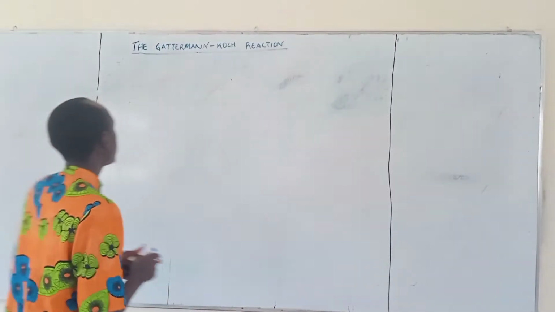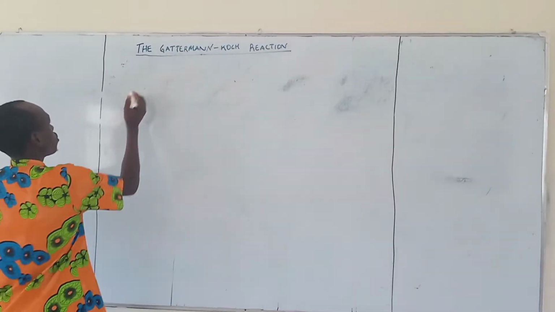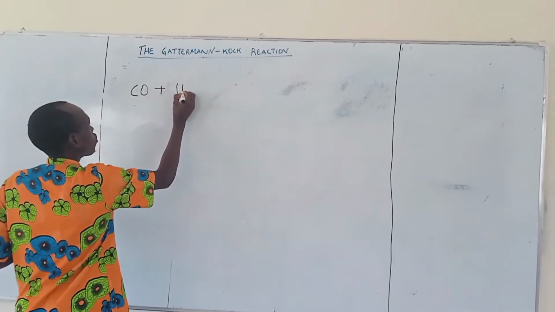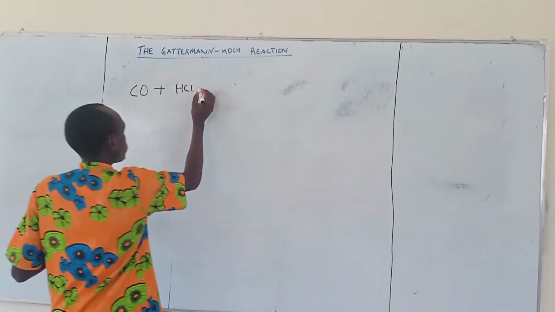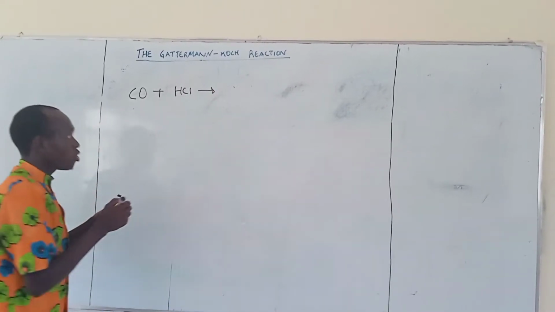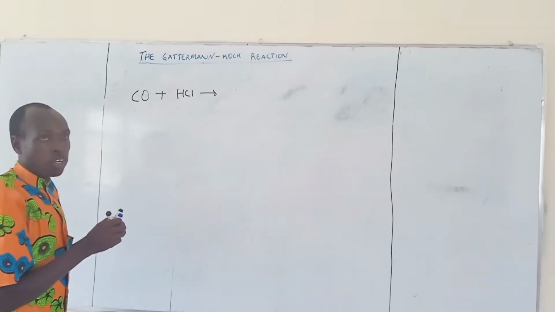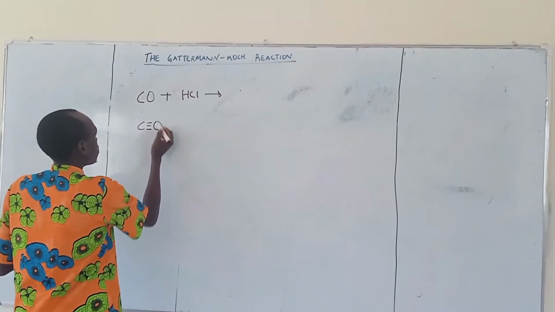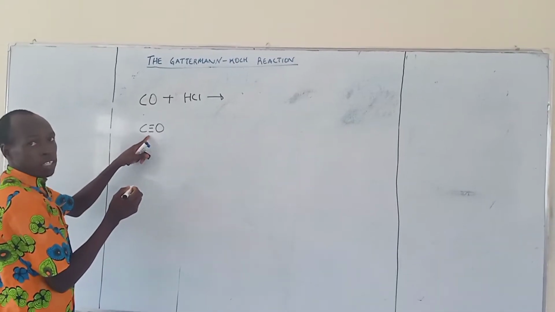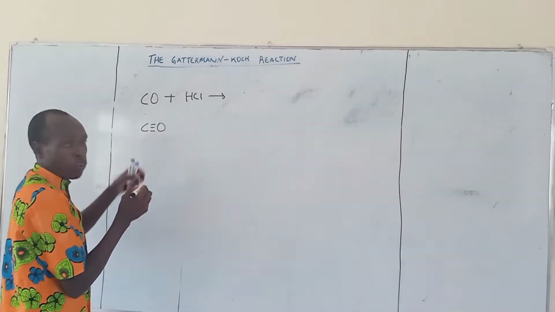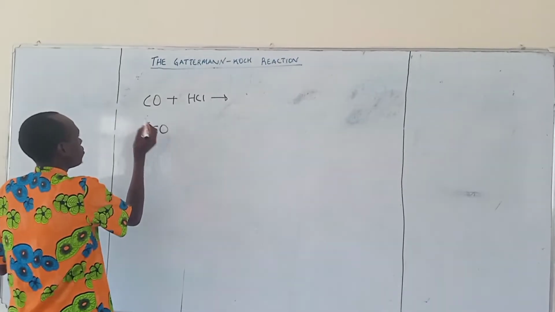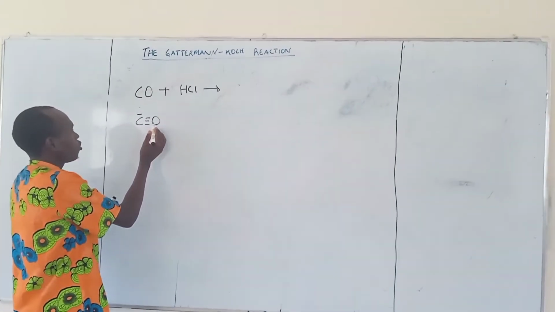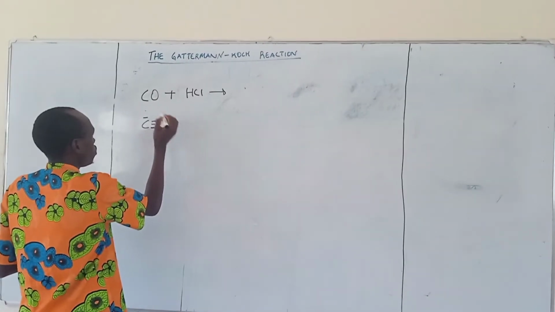Now let's see the Gattermann-Koch reaction. It involves carbon monoxide reacting with hydrochloric acid, so that we get a product which is formyl chloride. So this carbon monoxide is giving us this. You realize carbon here is having 3 bonds instead of 4, so it will acquire a negative charge here, and oxygen is having 3 bonds instead of 2, so it will acquire a positive charge there.